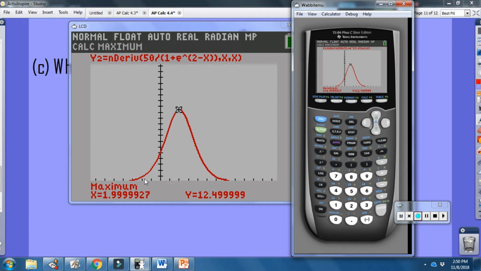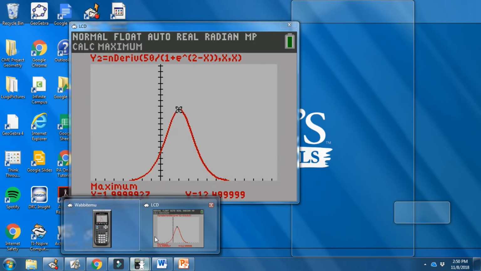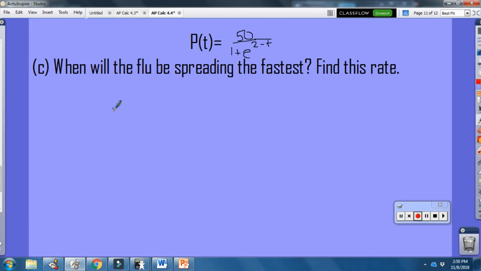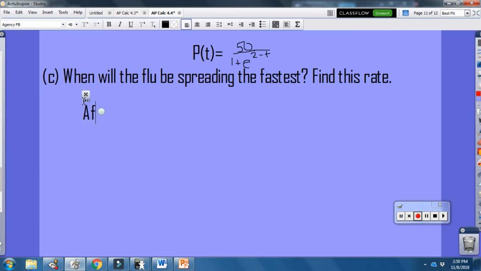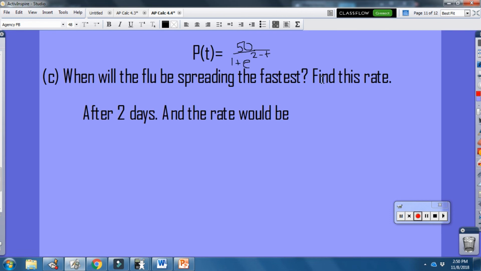And this tells me that after 2 days, the flu will be at a rate of 12.5 people per day. Those both seem reasonable numbers to me. The flu spreads fastest after 2 days. Sure. So my answer to this is, when will the flu be spreading the fastest? After 2 days. And that rate would be 12.499, we'll call that 12.5 people per day.